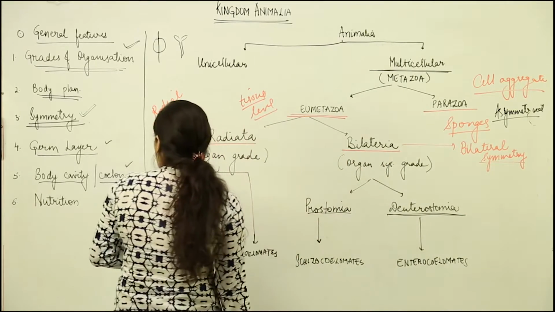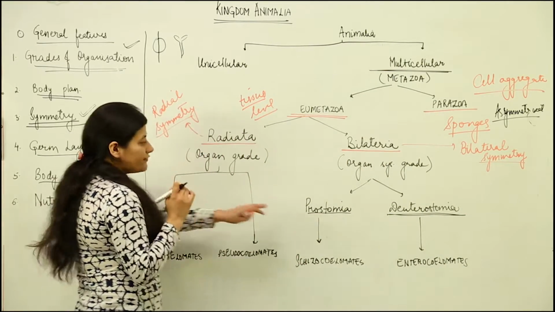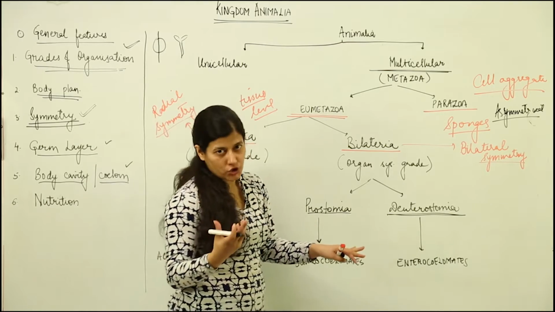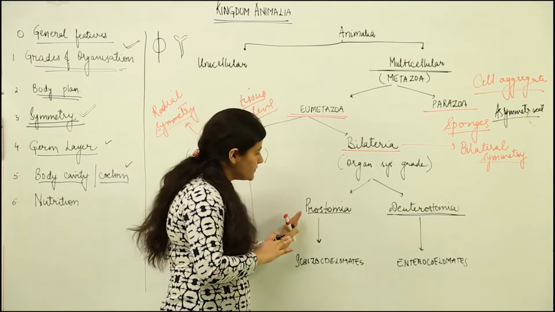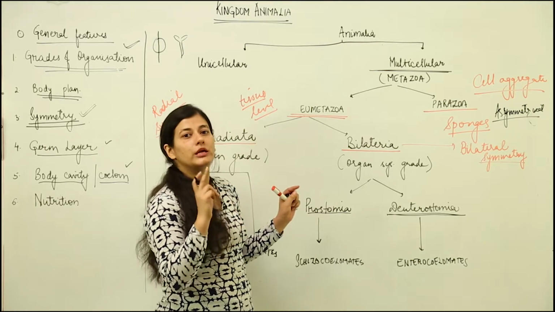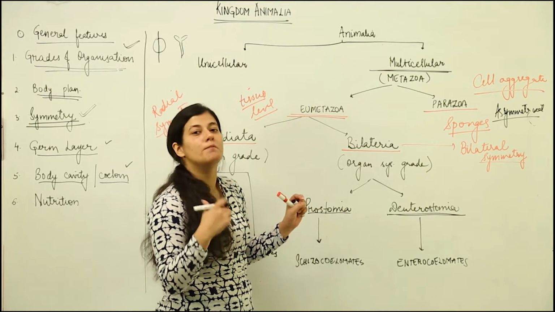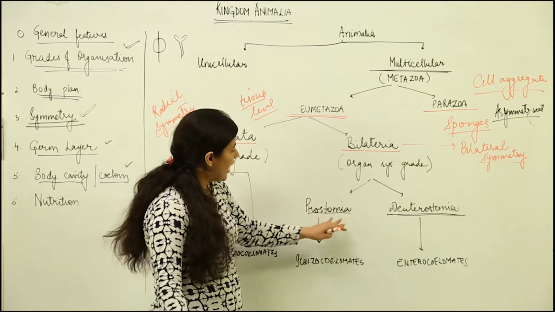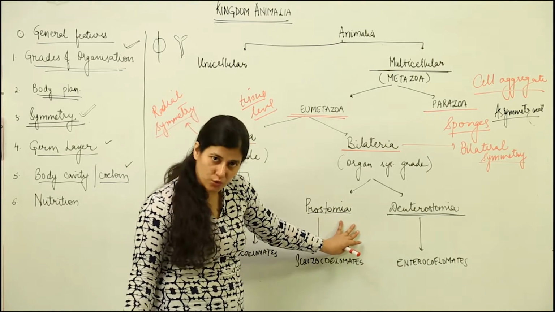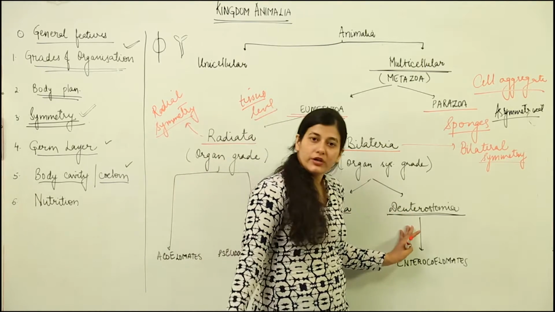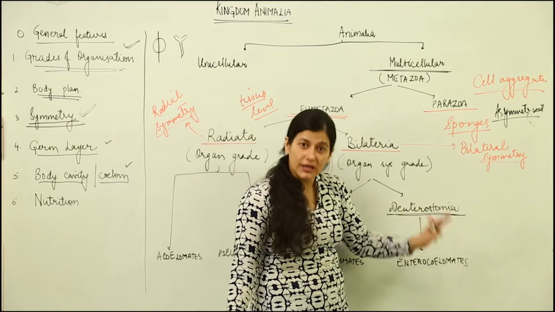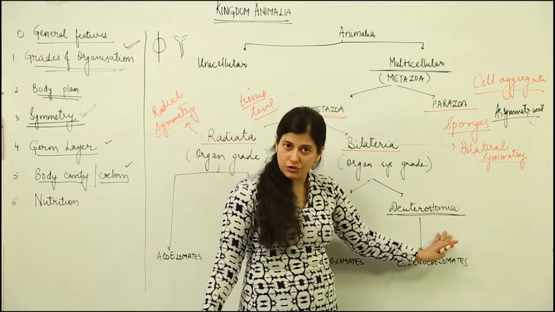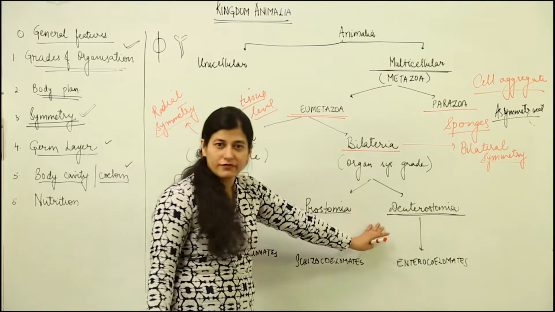Okay? In Prostomia, please pay attention to what I am saying, if the embryonic blastopore gives rise to the mouth of the organism, that is known as prostomia. If the embryonic blastopore gives rise to the anus, that is known as deuterostomia. Okay, these two terms you have to remember.